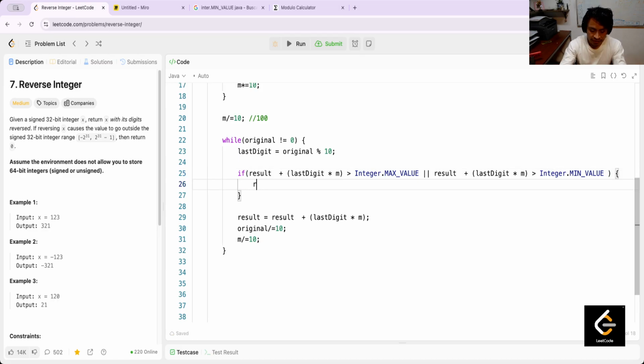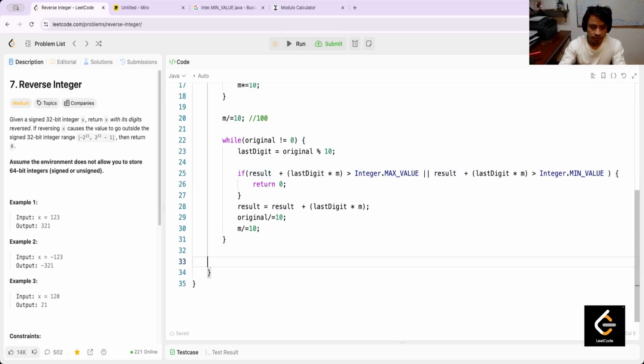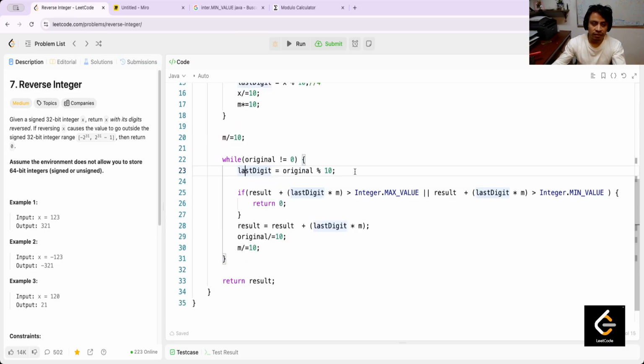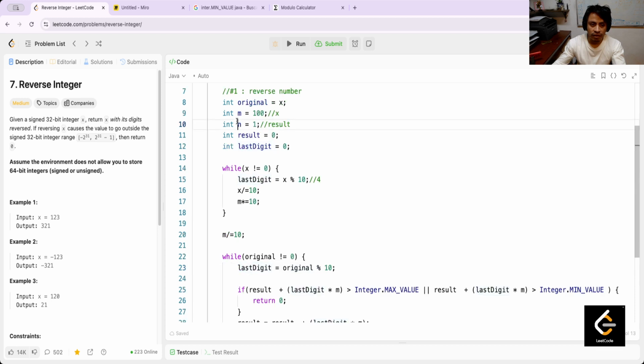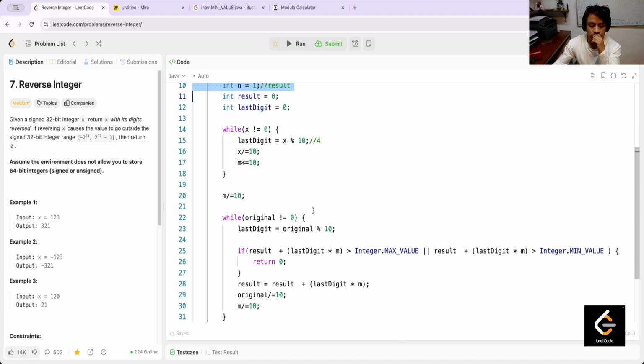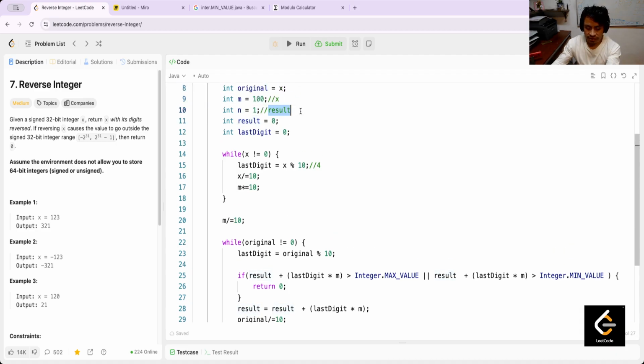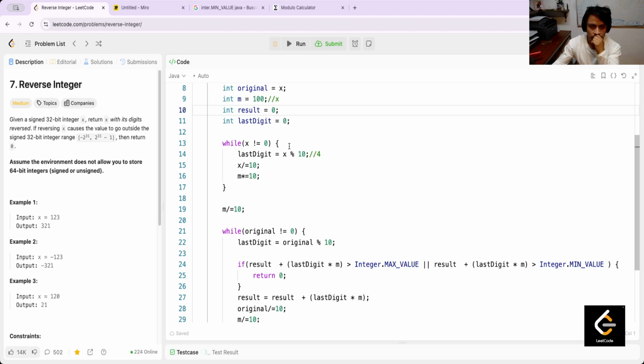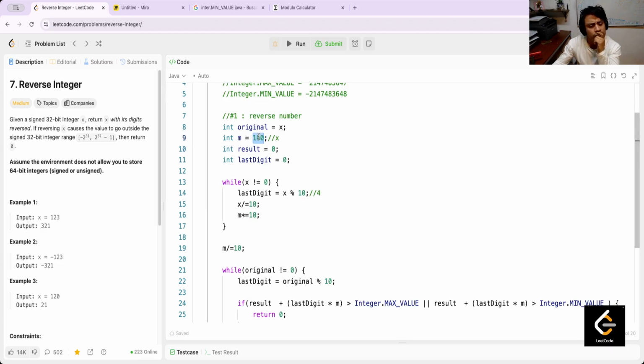Now, if this happens, basically it returns 0. In other case, continue. And that's it. Unnecessary.